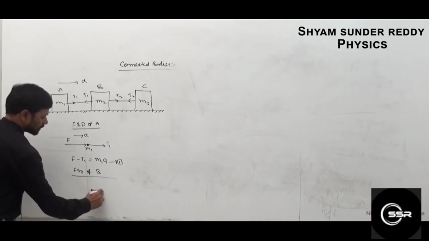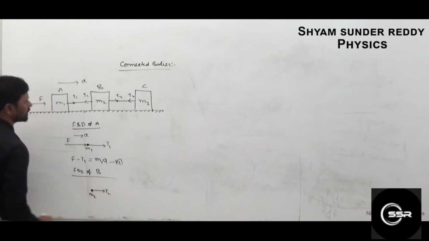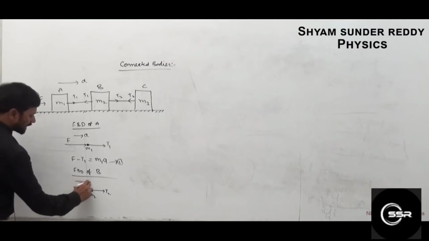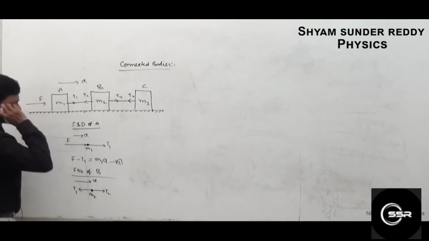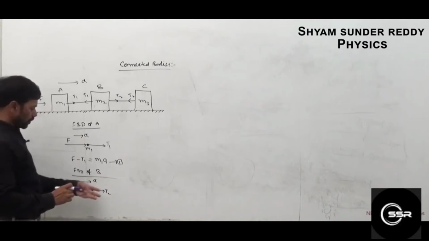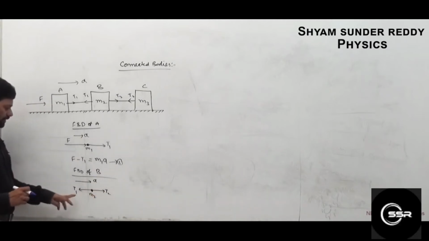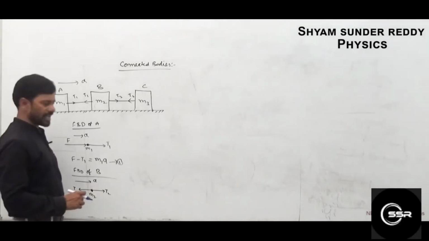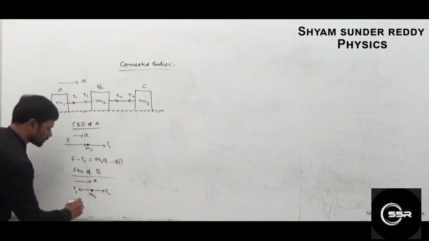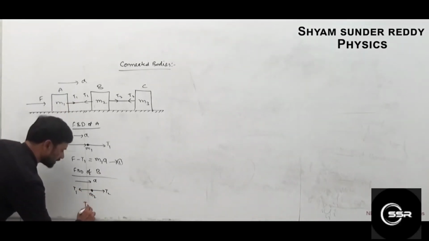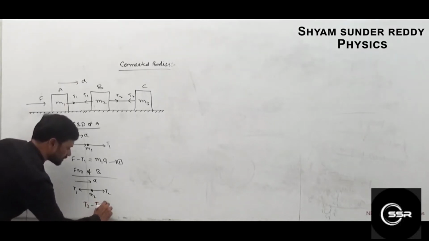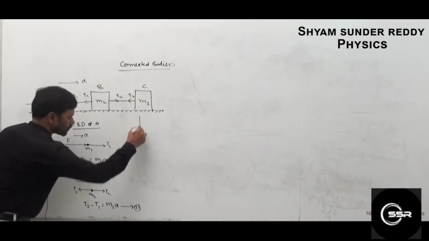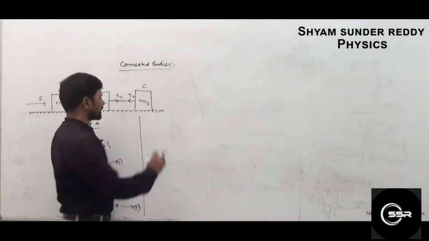On this, T2 tension is working and T1 tension is also working, but acceleration is in the direction of T2. Okay, so how to write the equation? This is more, this is less. T2 minus T1 is equal to M2A. Take this as equation number 2. This is the second equation.